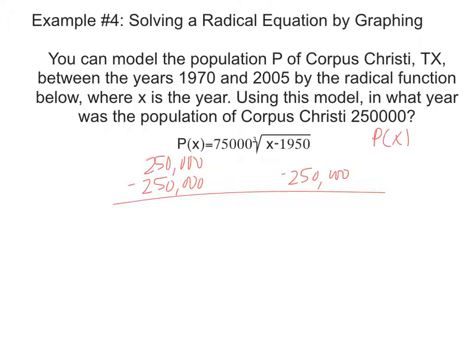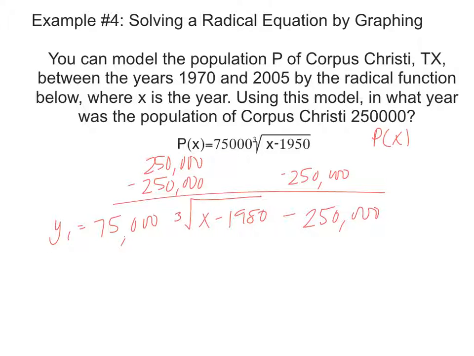So what you type into your calculator as y1 is going to be 75,000 minus the cube root of x minus 1980, minus 250,000. Specifically, what that looks like in your calculator is 75,000 minus, you need to use the math button and go down to the fourth one. And it's going to look like a cube root symbol. Press enter and then type in x minus 1980. Press the right arrow button so that you're not still under the radical, and then subtract 250,000.